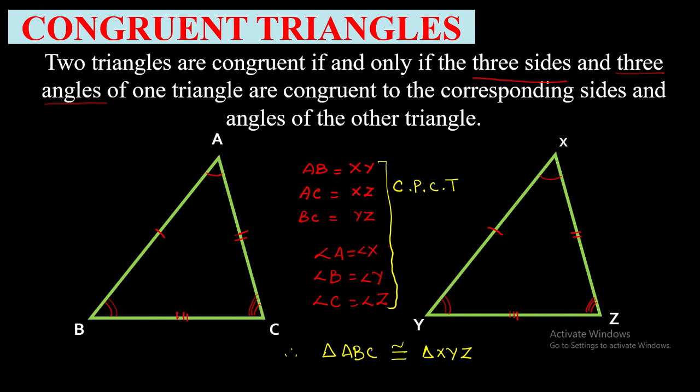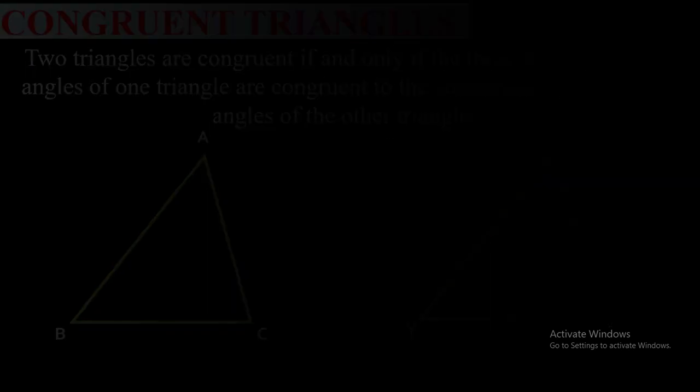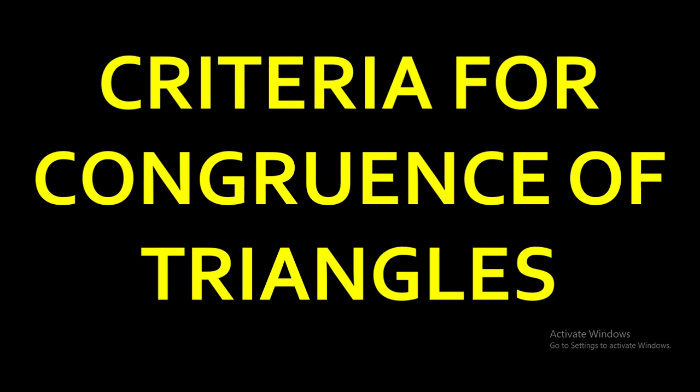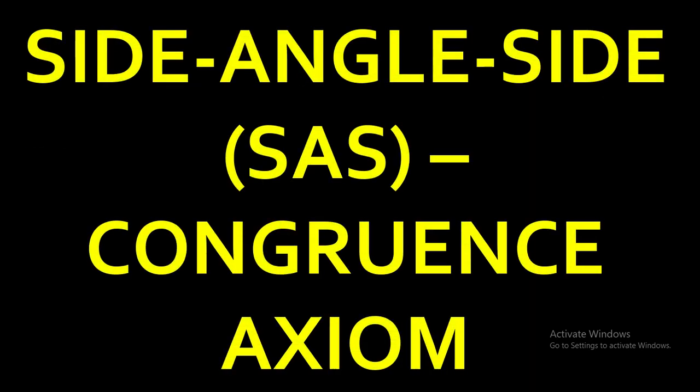So these were some topics that we read about in our last tutorial, and our focus in today's tutorial will be on different criteria for congruence of triangles. And among them, the first criterion is given as the side angle side congruence axiom. That means this criterion that will tell us that the two triangles are congruent is in the form of an axiom. So it's a proved statement, so there is no need to prove this statement.